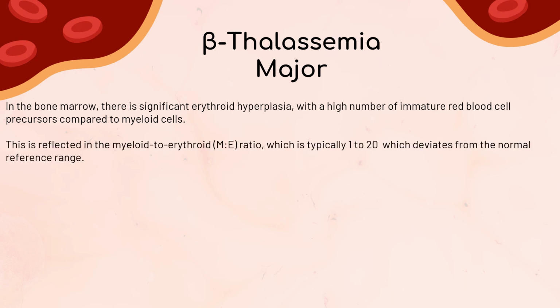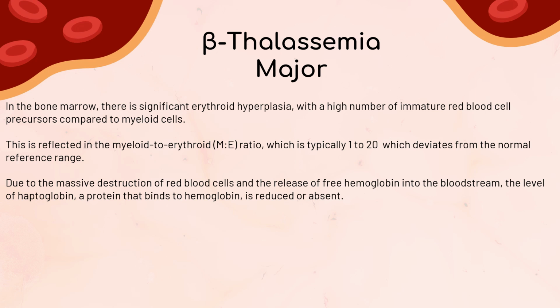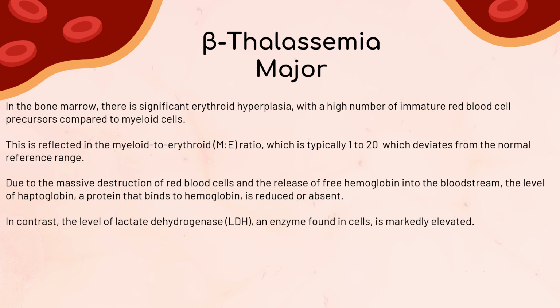This is reflected in a myeloid to erythroid ratio, which is typically 1 to 20, which deviates from the normal reference range. Due to the massive destruction of red blood cells and the release of free hemoglobin into the bloodstream, the level of haptoglobin, a protein that binds to hemoglobin, is reduced or absent. In contrast, the level of lactate dehydrogenase, LDH, an enzyme found in cells, is markedly elevated.